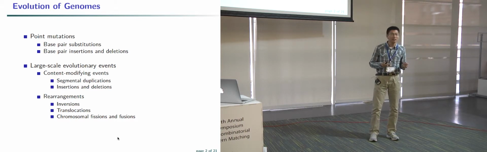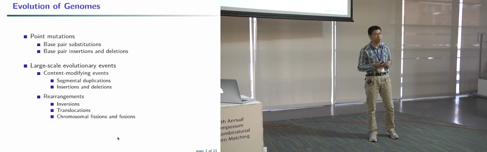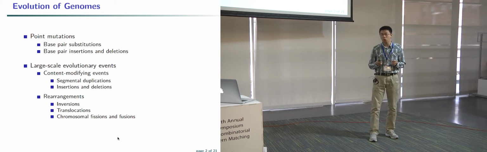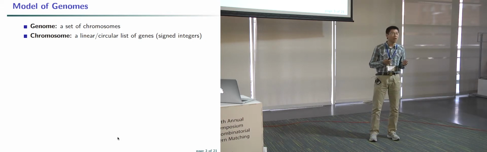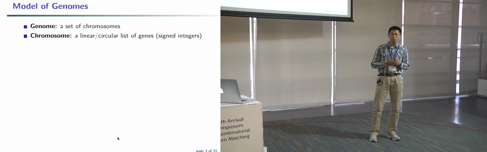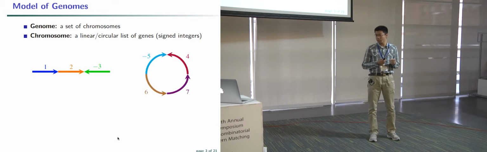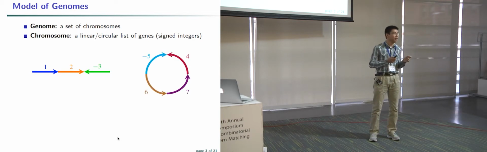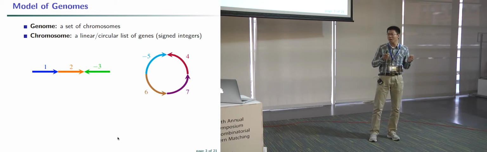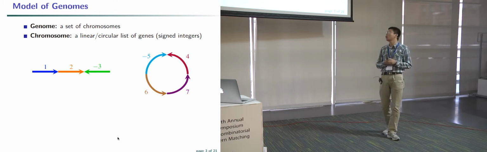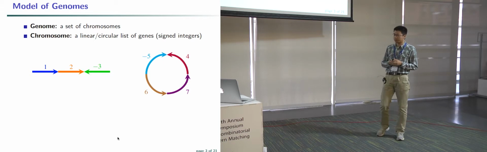So we are interested in rearrangements, but before that, we first would like to give a mathematical model for genomes. Very naturally, we model each genome as a set of chromosomes, and model each chromosome as a linear or circular list of genes. Each gene has a sign which specifies the direction of this gene on the chromosome. Here you can see one example with one linear chromosome and one circular chromosome.